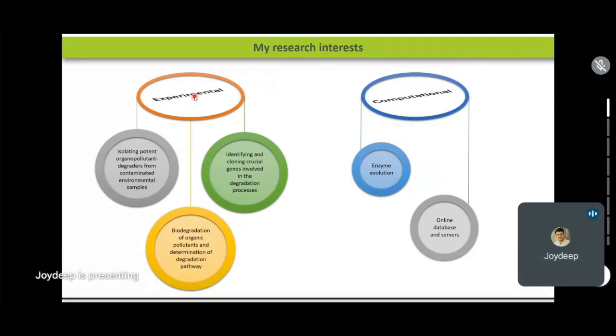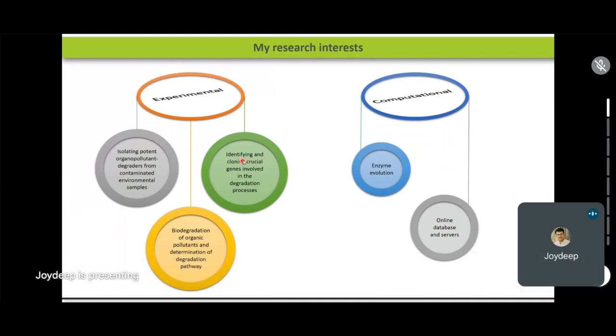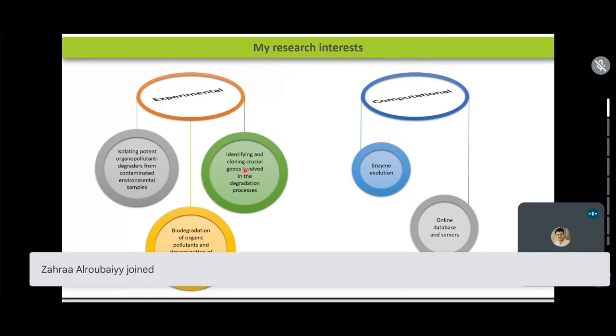So among experimental, what I usually do is I isolate these kind of organopollutant degraders, that is bacteria, from contaminated environmental samples, try to understand the degradation pathway by the analytical techniques that I was just now talking about, and then dwell towards the genome or sequence of those organisms, and try to understand the pathways from there, how it has evolved, the enzymes, how those enzymes have evolved, and so on.